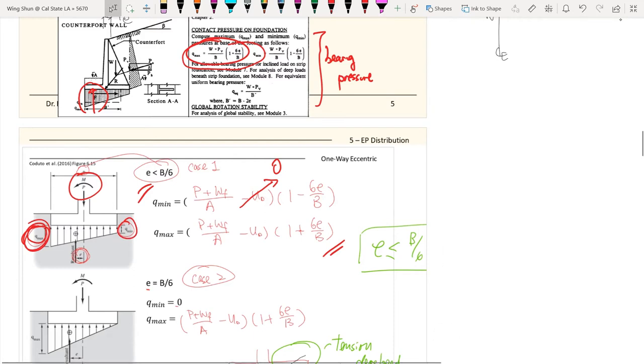But for this formula, you need to find the eccentricity and the weight of the retaining wall, the same thing. And the vertical loading that we have in foundation design is now the vertical component.